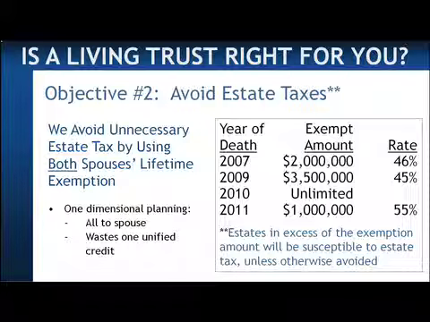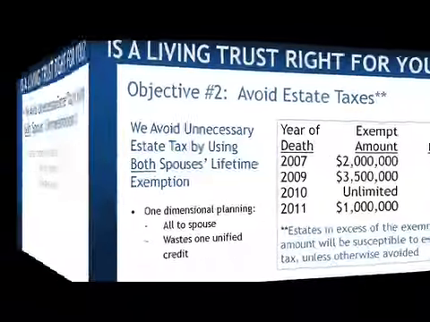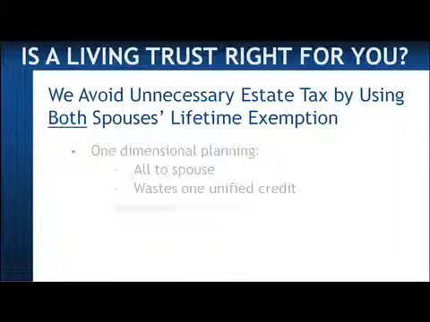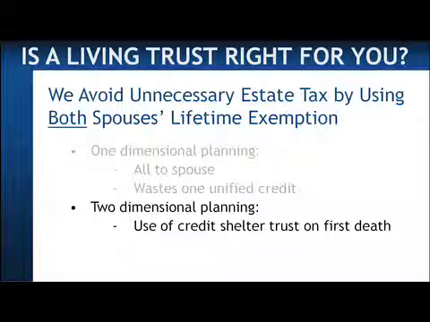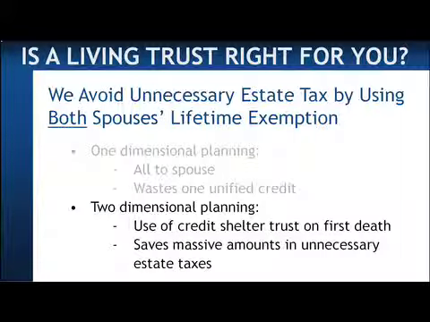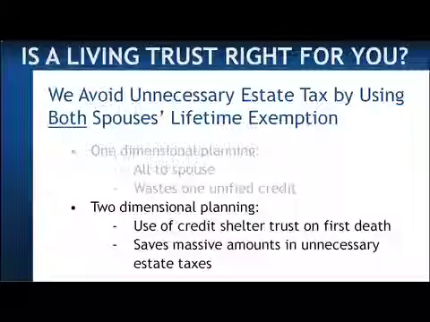This wastes the decedent's unified credit or exemption because if it's not used, it is lost. Conversely, two-dimensional planning assures that upon the first death, the decedent's lifetime exemption or credit is used in conjunction with a credit shelter trust, thereby making sure it is not lost. This one concept can save massive amounts of unnecessary estate tax if properly set up.